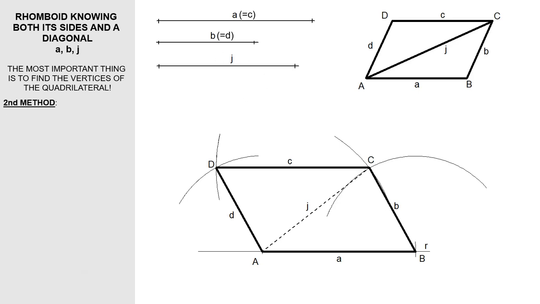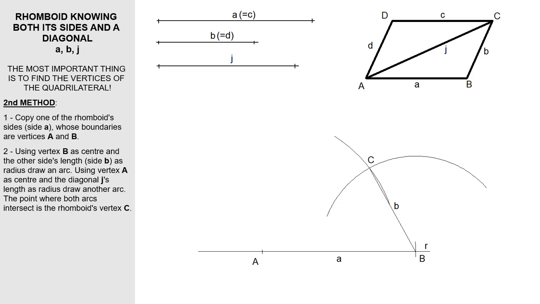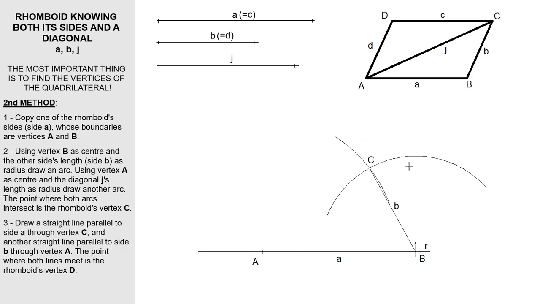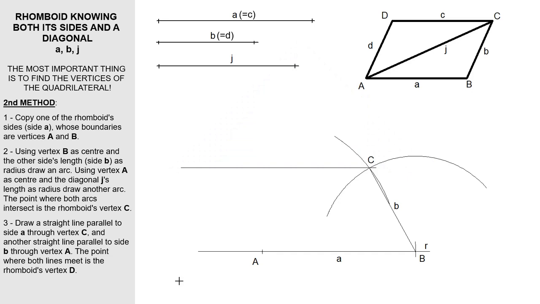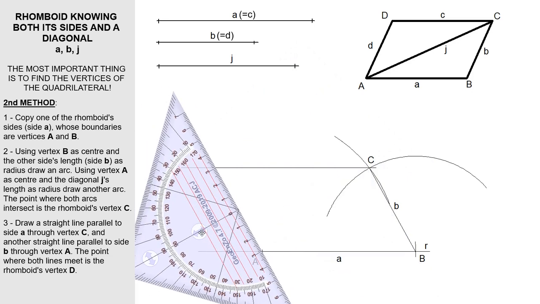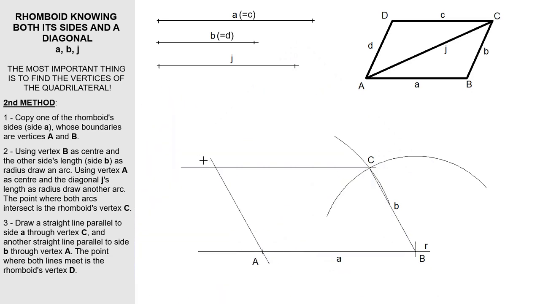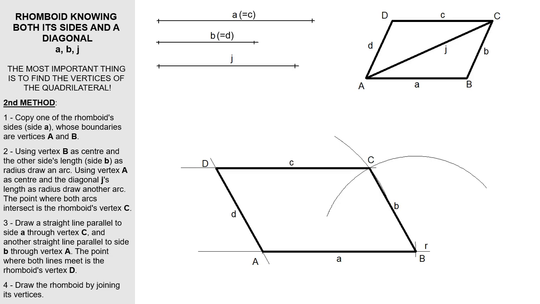There is another way for drawing the rhomboid. First we have to find, as we did before, vertices A, B and C, that is, sides A and B. Since a rhomboid is a parallelogram, vertex D has to be on a straight line that is parallel to side A and goes through vertex C, and, at the same time, on a straight line that is parallel to side B and goes through vertex A. The point where both lines meet is vertex D left. We can draw the rhomboid, name all its elements, and finish the exercise.